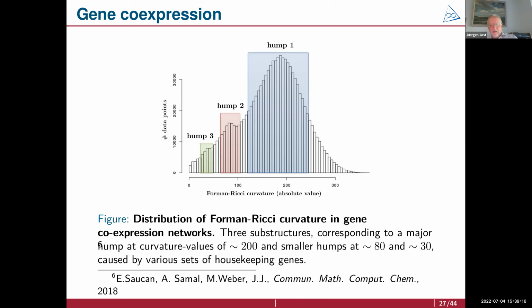And we see that the major hump corresponds to a particular class of genes related to the particular task that the cell is solving at this particular point, and the measurements were made. The smaller humps correspond to various sets of so-called housekeeping genes that are always active in the cell under every condition and for every type to maintain the basic metabolism of the cell. Of course, all this can be refined, but I just want to show you the pattern.